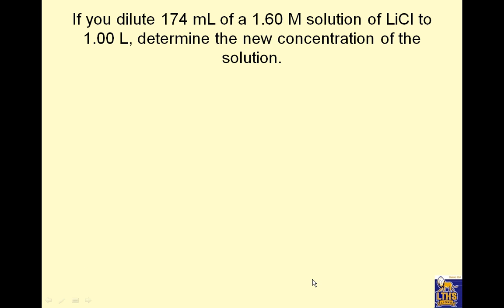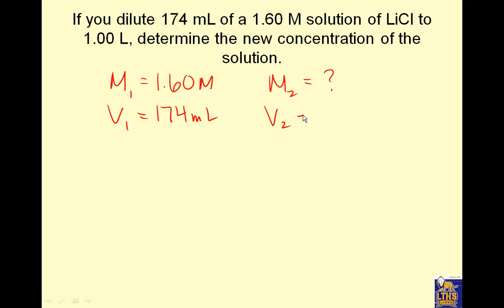Okay, if you diluted 174 milliliters of a 1.6 molar solution of lithium chloride to 1 liter, what's the new concentration? Okay, so we have an original molarity of 1.60 molar, and we only used 174 milliliters of it. We want to know what the new concentration is when we have 1.00 liters of it. This time we're looking for the new concentration, and you should realize it should be smaller than the first one.